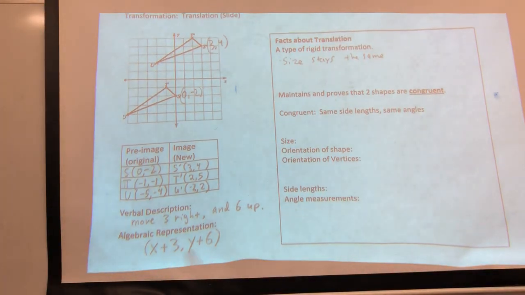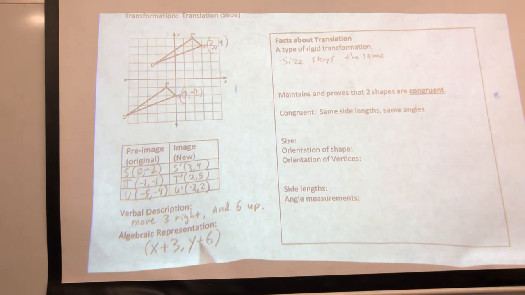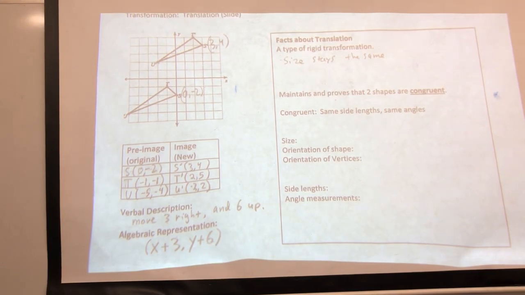So this describes the move x plus 3, meaning 3 to the right, and y plus 6, meaning 6 up. So let's show one more example of that.